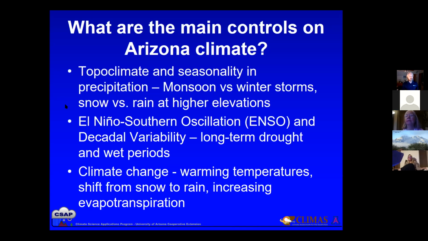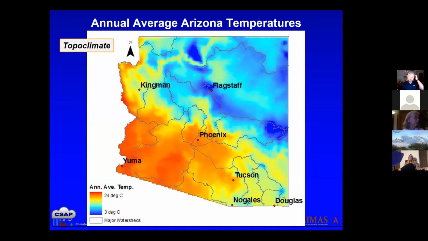periods. And then climate change, which is occurring with all of these elements together, warming temperatures, shifts in the hydroclimate from snow to rain, and increasing evapotranspiration. So these are kind of all the elements we need to try to piece together to understand climate down here in Arizona. Okay, so I would start off with, I'm just going to do a couple of kind of quick run-throughs of sort of physical geography.